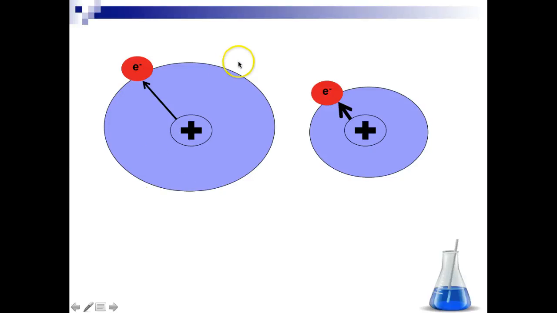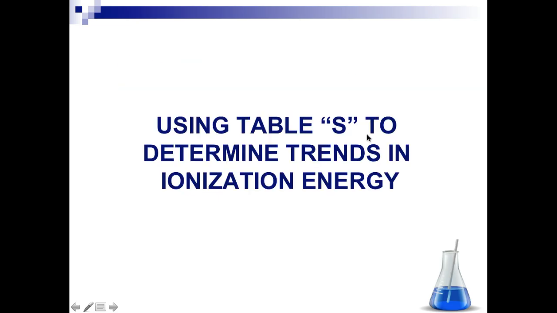So again, let's look at this. We have this very basic sample here. We have a positive, larger atom. This pull is going to be less because this electron is further away, as opposed to a smaller atom. This pull is going to be stronger because it's closer to the nucleus.